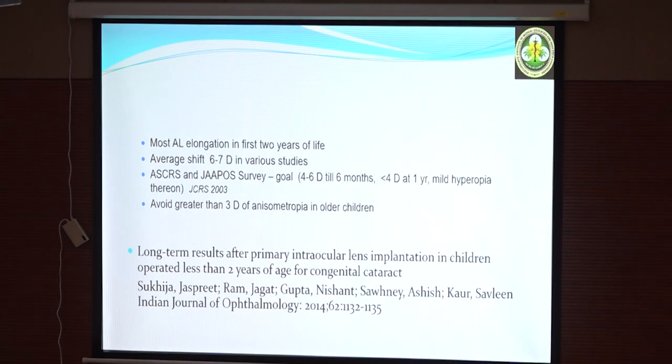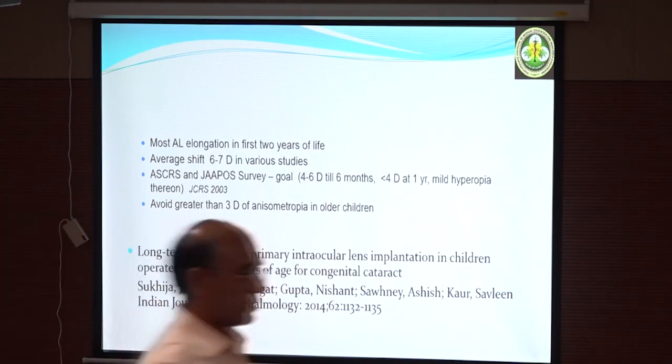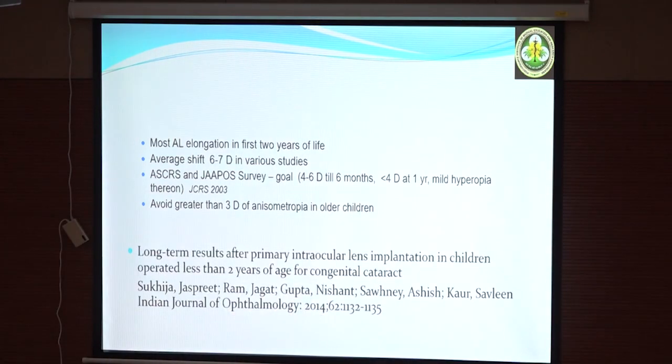So what the surveys predicted was that you have 4 to 6 diopters till 6 months. So you have an undercorrection of 4 to 6 diopters till about 6 months. Less than 4 diopters at 1 year and mild hyperopia, because the axial length won't increase that much. When you have anisometropia, do not have greater than 3 diopters because that's considered amblyogenic. So that is also one of the things.